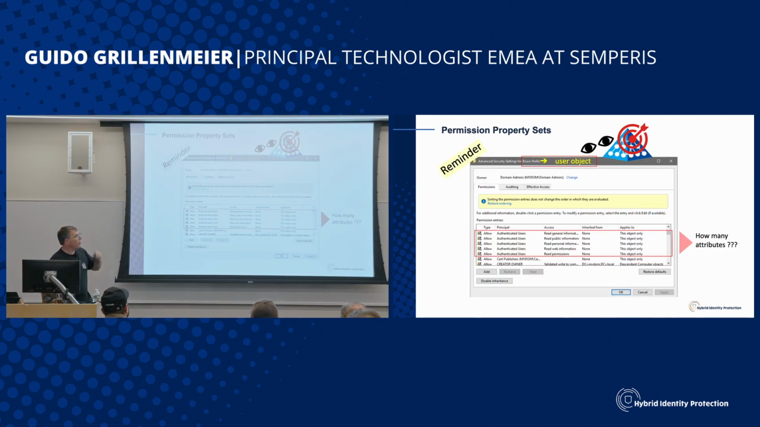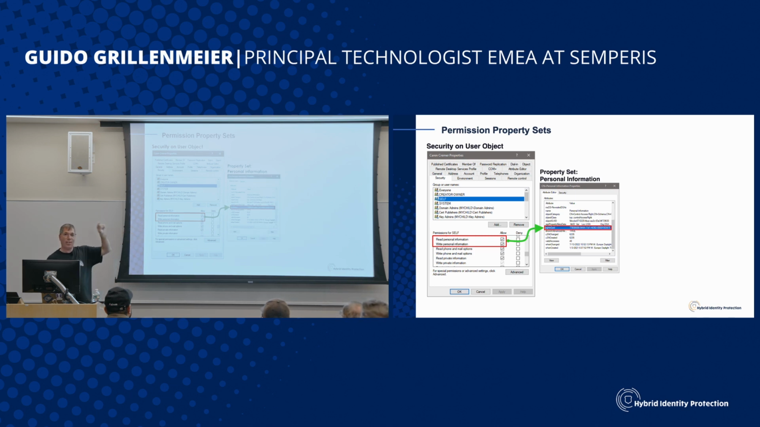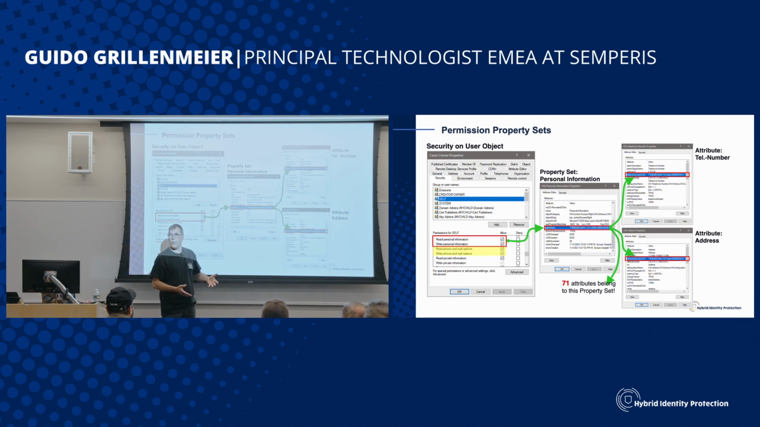What people don't realize is, remember this screen from before? All these default permissions that are being granted to a user, those are permission property sets. And let's have a quick look at what a permission property set actually is. This thing is pointing to a rights GUID from a control access right that then points to whatever attributes are listed in the schema with that same attribute security GUID. That is basically making the bind between that permission and then the list of attributes. Anyone want to take a guess how many attributes are in personal information without Exchange?